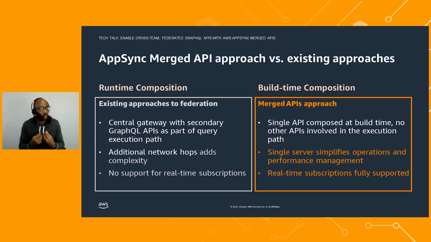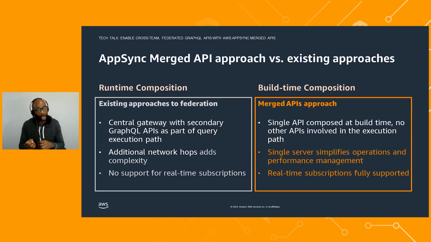So if we look at the runtime composition, there's a central gateway. This is where you have this runtime router. And for each request that comes in, the router is responsible for routing the request. This means that you're going to have additional network hops, which can add complexity and add to latency of resolving those requests. It also makes it really hard to support things like real-time subscriptions, where you need to be able to send notifications when a mutation is executed against your API.